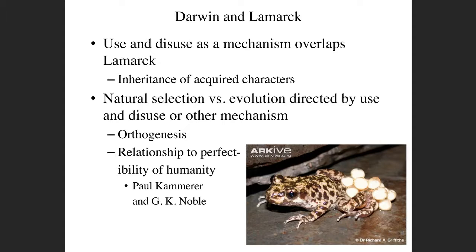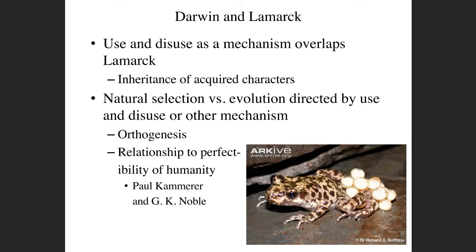So the idea of use and disuse as an inheritance mechanism was shared with Lamarck and Darwin, this idea of inheritance of acquired characters. Interestingly, what was different between Darwin and Lamarck was whether or not evolution was guided, this idea of orthogenesis. But this idea of use and disuse continued into the 20th century.